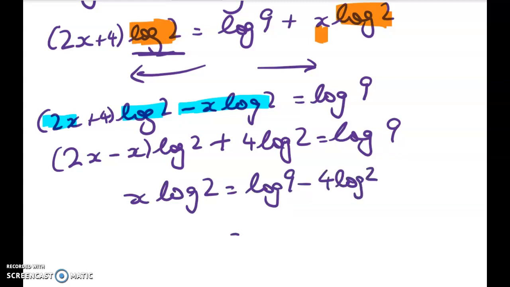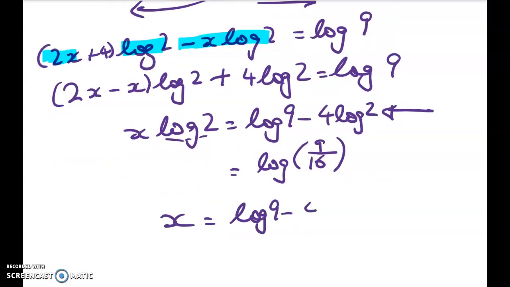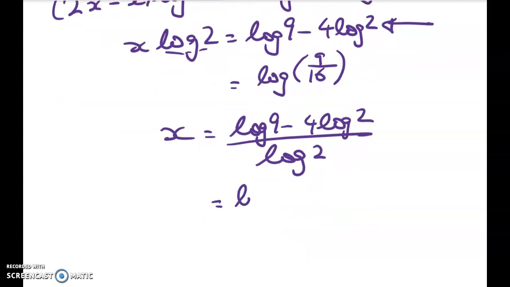Now, at this point, it's fine. If you want to turn that into something like the log of 9 over 16, then that's cool as well. I left it like that because I can see some simplifying coming up. So then we get x is equal to log 9 minus 4 log 2 over log 2. And I can simplify that to log 9 over log 2 minus 4.